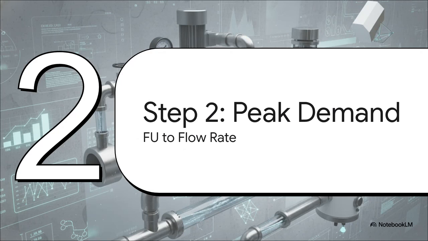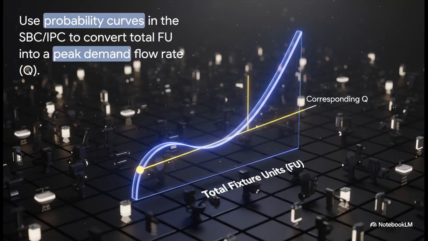Okay, we have our total FU number. But what do we actually do with it? Well, now we have to translate that number into something an engineer can really use, like flow rate and pressure. And that brings us to step 2. Now, here's where the codes are really smart. They know the probability of every single person in the building flushing their toilet and taking a shower at the exact same time is, well, basically 0. So they give us these probability curves.